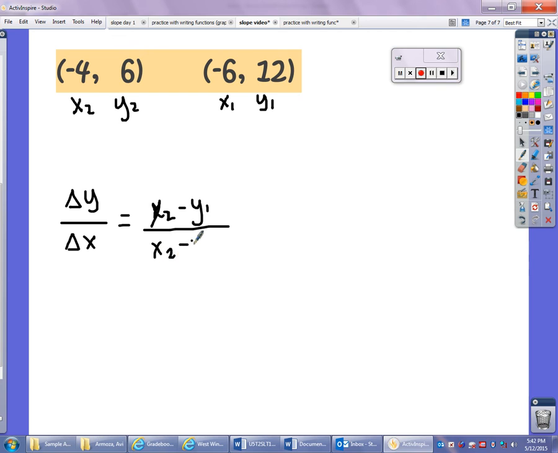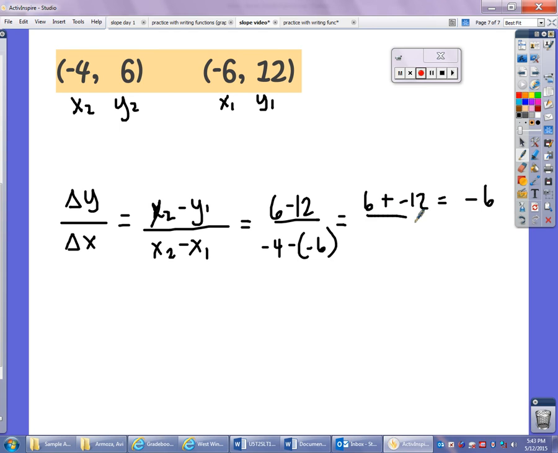x2 minus x1. So in this case, I call this one my point 2. So I'm going to start off with y2, so my y-coordinate 6 minus 12, divided by, and now I have x2 minus x1. So negative 4 minus a negative 6. So 6 minus 12, I could keep change and make that 6 plus a negative 12, which gets you negative 6. And here, it's subtraction, so I'm going to keep the negative 4. I'm going to add the opposite. So I kept changed. And you get here a positive 2. Negative divided by a positive is a negative answer. So here our slope is 6 divided by 2, or negative 3.